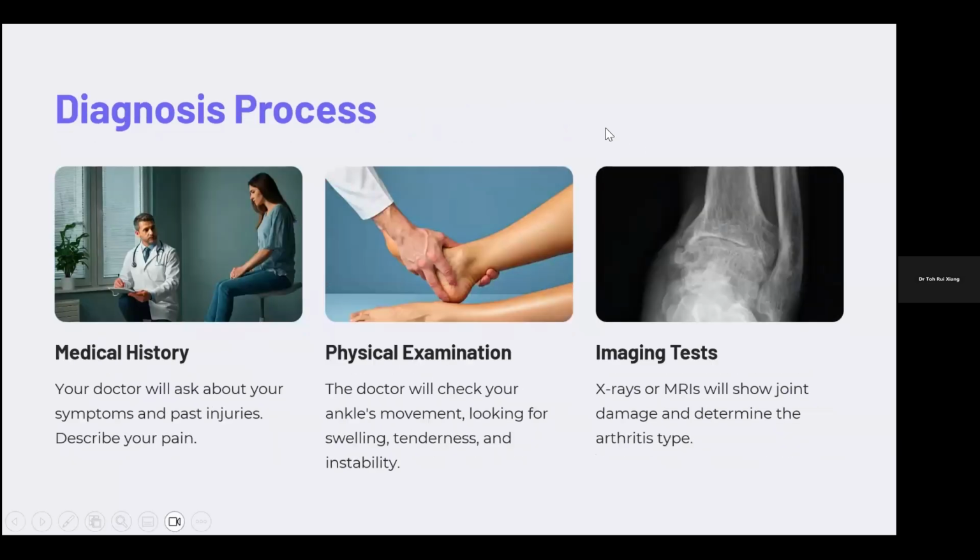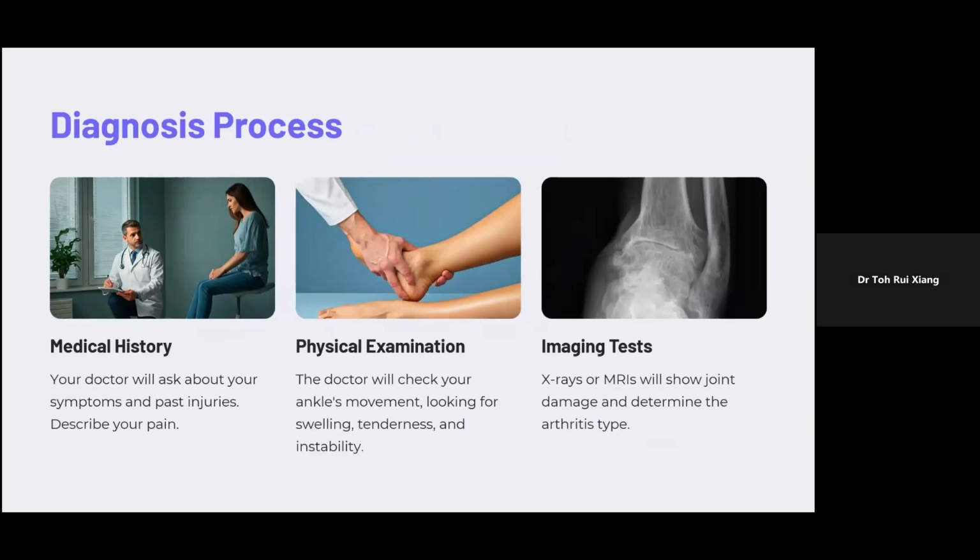So what can we do for you when you see us? So it will start with a basic medical history about what kind of predisposing risk factors you've got, your previous history of ankle injuries, the nature of your pain, and importantly, how it affects you, so that you can have a proper conversation about how we can optimize it further and improve your quality of life.